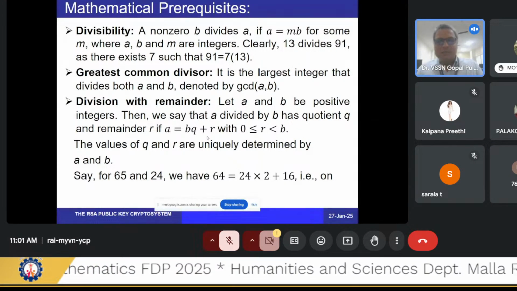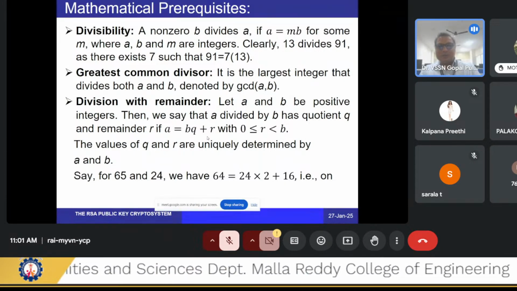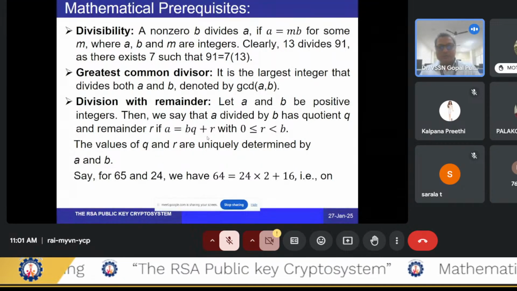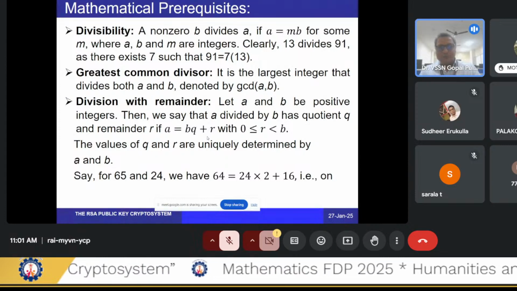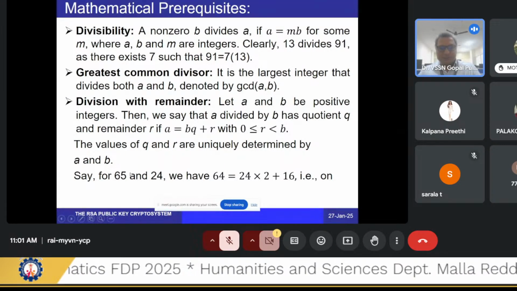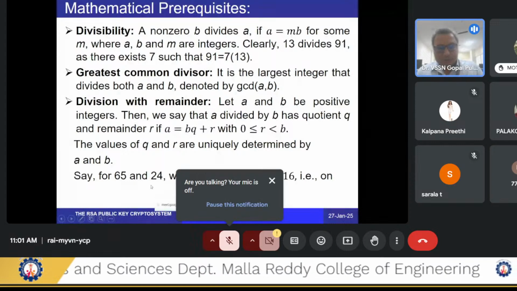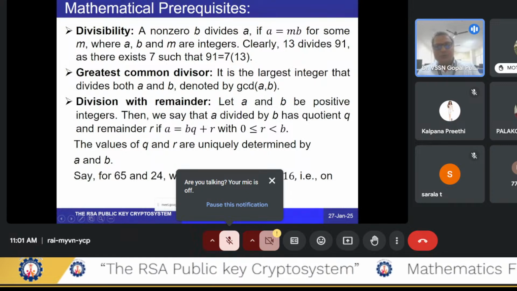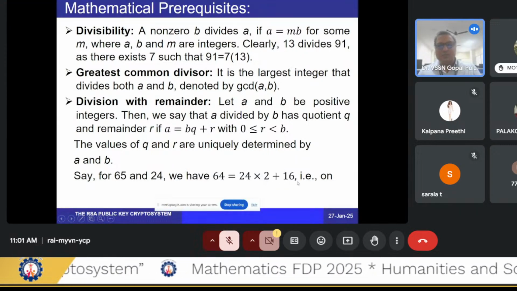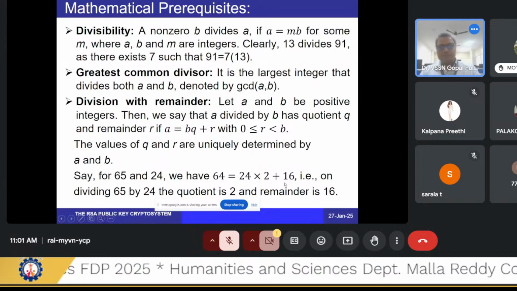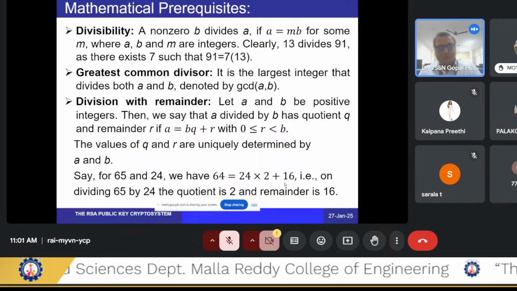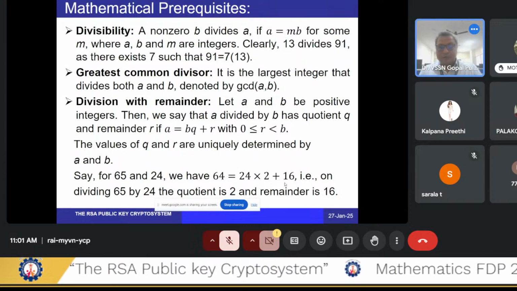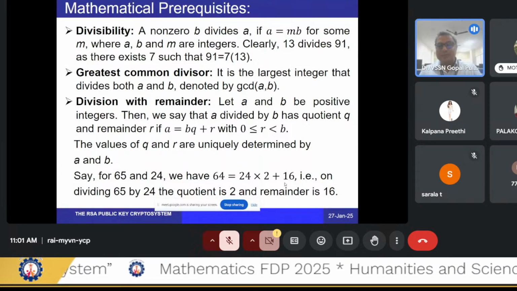For this I considered a simple example. I wrote 65, but I worked it out for 64, so pardon me, it is 64 here. How can we write 64? It is 24 added twice, plus 16. When we divide 64 by 24, the quotient is 2 and the remainder is 16.